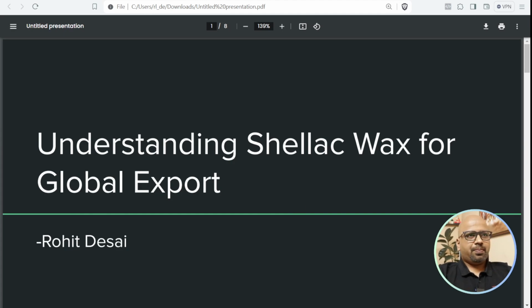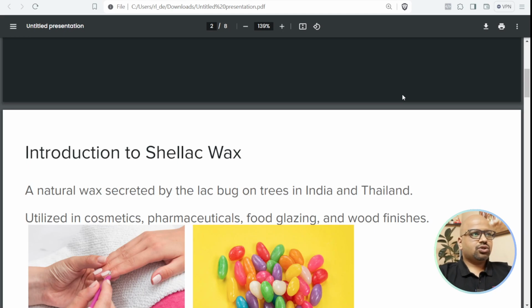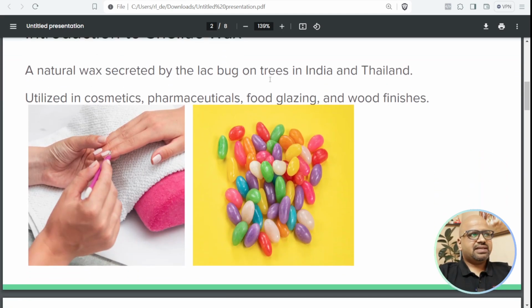Today we have picked a product called Shellac. Shellac wax has multiple applications. We'll go ahead with this so you'll understand better. Shellac is basically a bug kind of thing. Shellac bugs normally live on branches where they make a house and penetrate, then they create the wax. It is mainly used in cosmetics, pharmaceuticals, glazing and wood finishing.